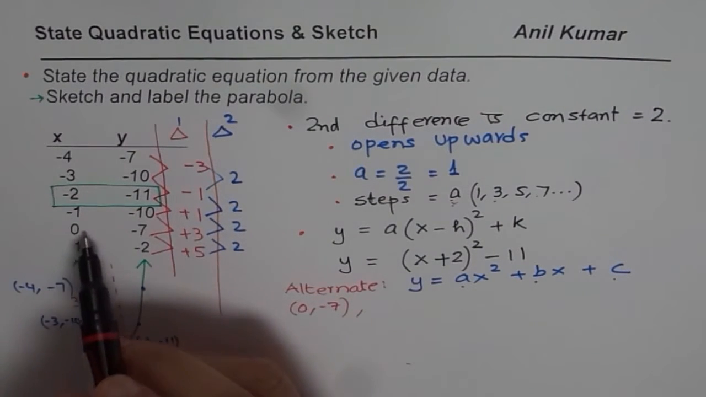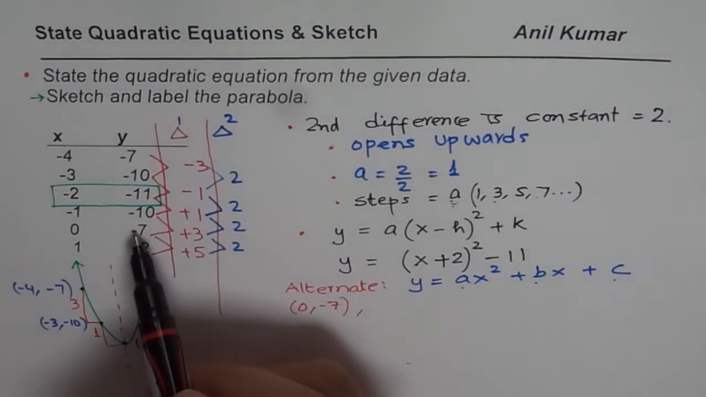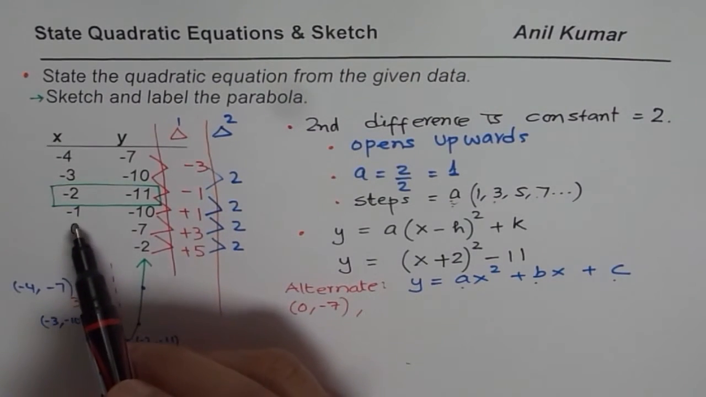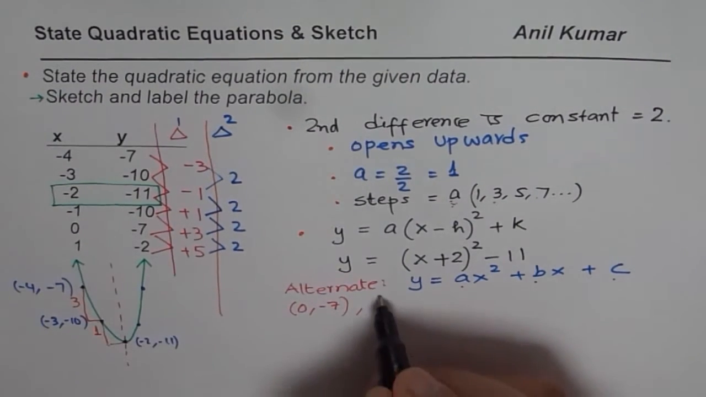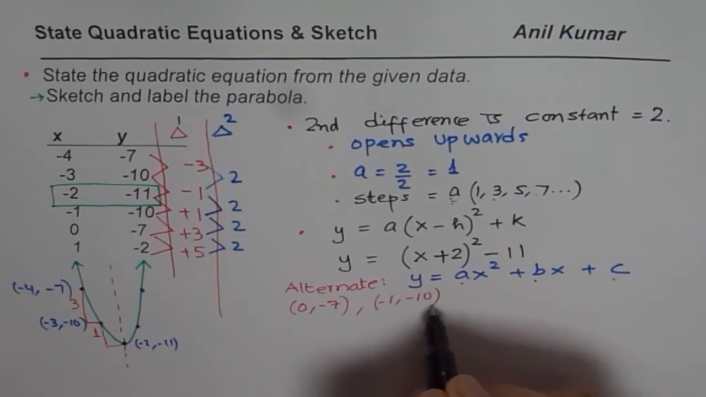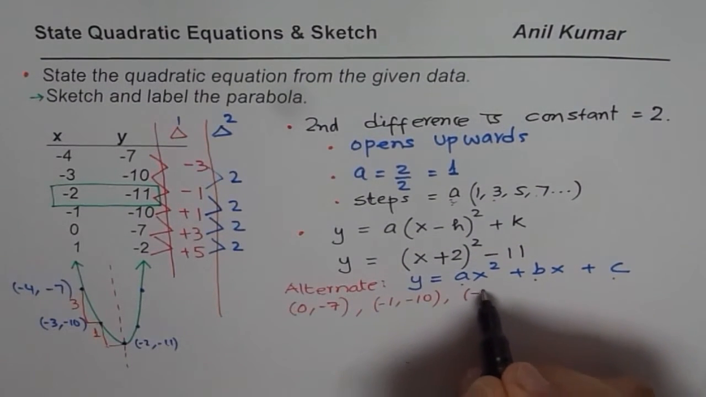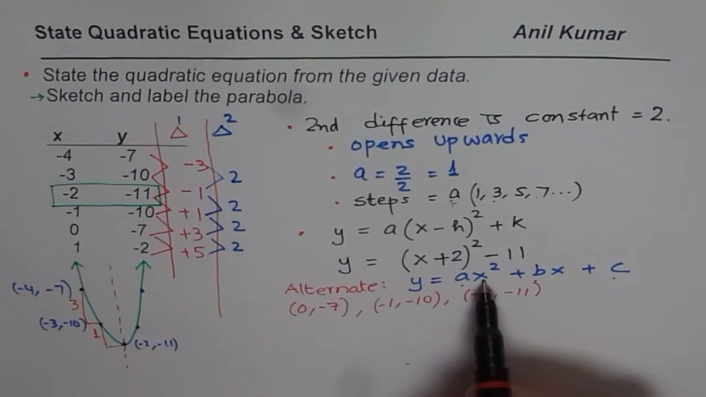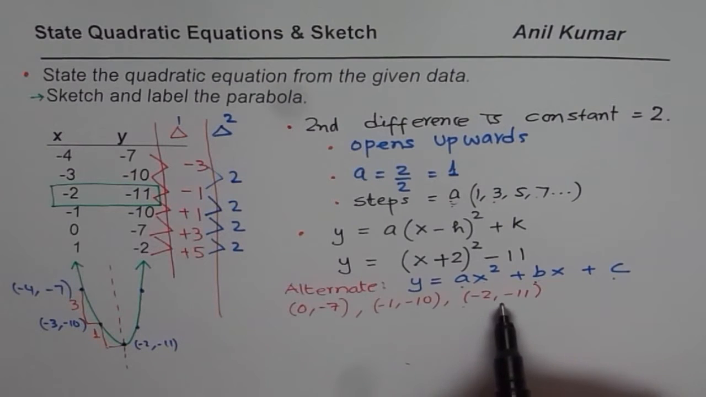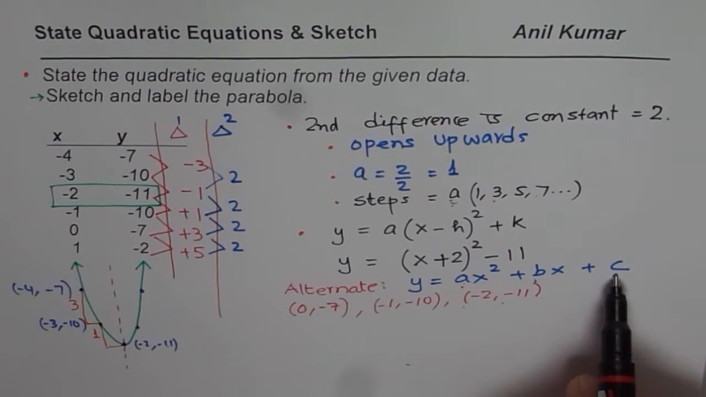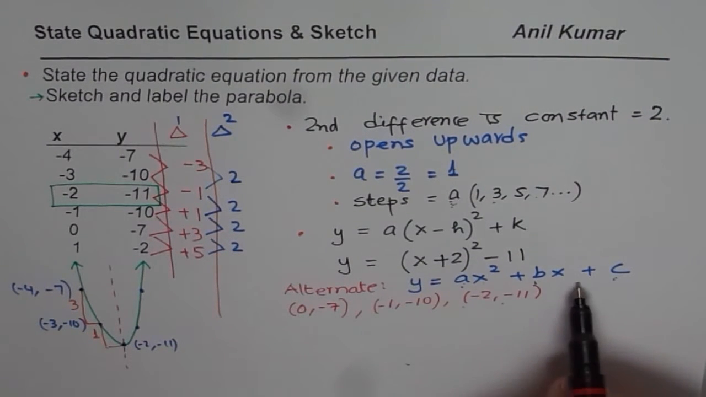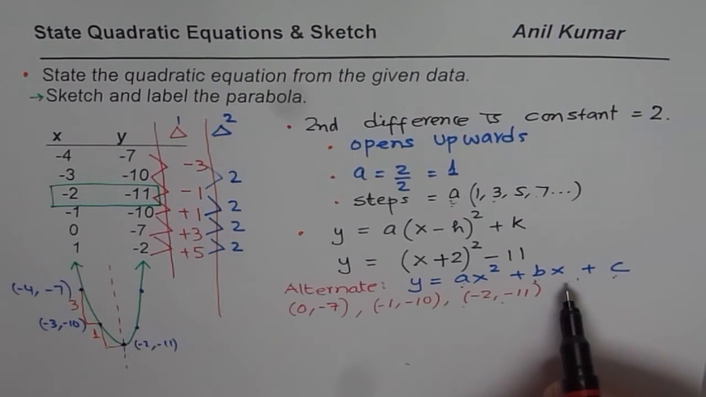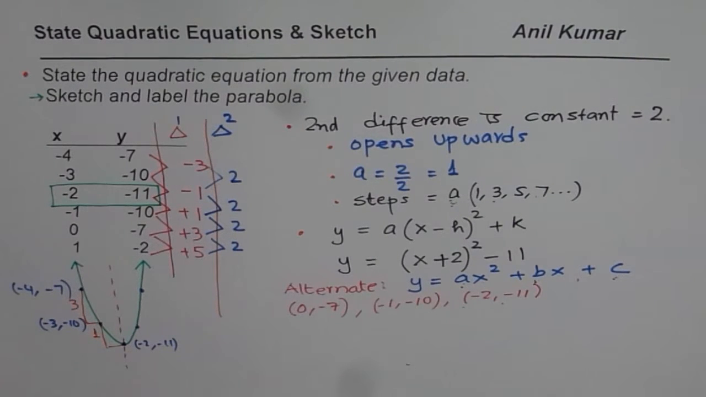The second point which I'll consider is the points which are very close to this, right? So one difference is a good point. So (minus 1, minus 10), and then I'll also use (minus 2, minus 11), right? So you could use these points. You'll get 3 different equations. Solve these equations to find a, b, and c and get the answer, right? That answer will be in standard form, correct? So that is how you would actually find the equation of a parabola from the given data.